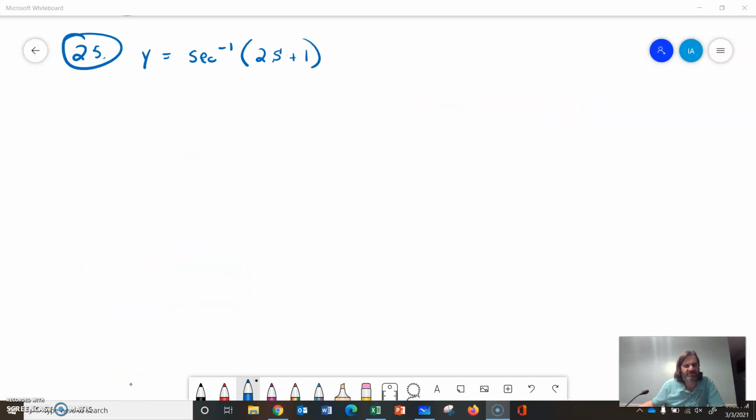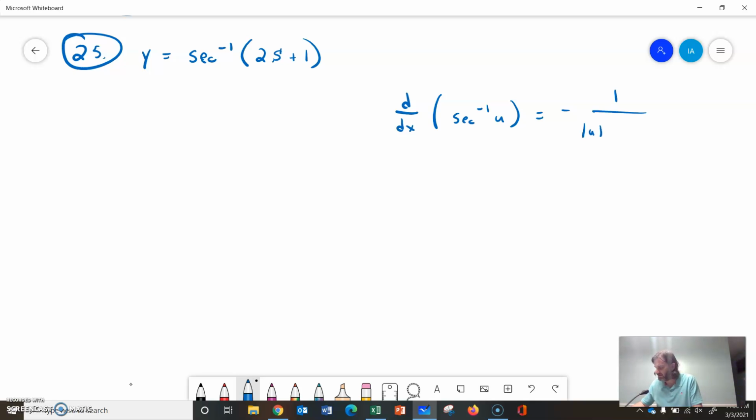Alright, our next derivative will be y equals the secant inverse of 2s plus 1. So first of all, our derivative for a secant inverse, you might have to look it up somewhere, secant inverse of u, is negative 1 over the absolute value of u times the square root of u squared minus 1, and then at the end of that there'll be a u prime or a du for the chain rule. So let's see what we've got here.